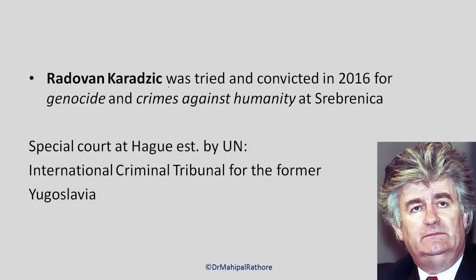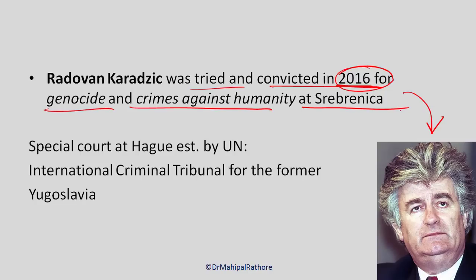Later on, Radovan Karadzic was tried and convicted in 2016. Last year, the conviction came. He was tried and convicted for genocide and crimes against humanity at Srebrenica. This is Radovan Karadzic. He was the leader of the Republic of Srpska. And since this verdict came out in 2016, it becomes important for the mains in 2017. If any question comes over war crimes or genocide, you can use this as an example.